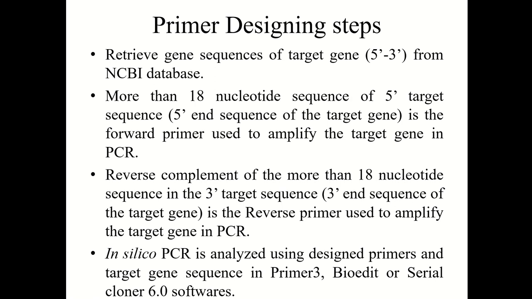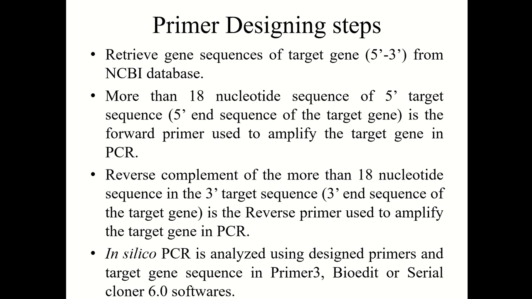So we have to select 18 nucleotides from the 5' end of the target gene. We copy it as such and consider it a forward primer, because this is going to anneal with the complementary sequence at the 3' end of the complementary strand, and a new strand will be synthesized.